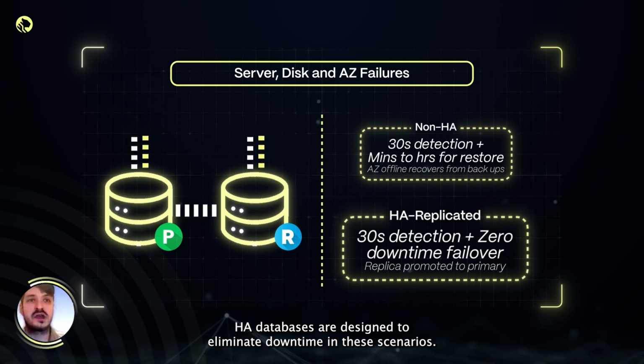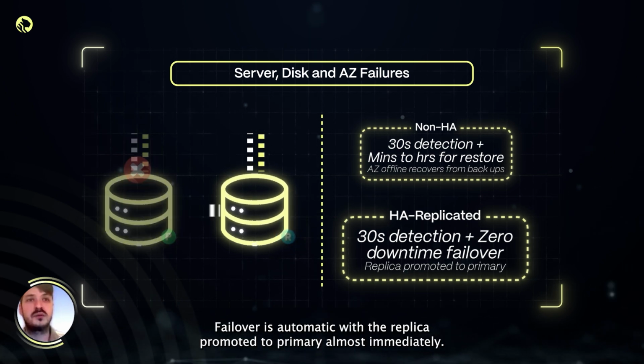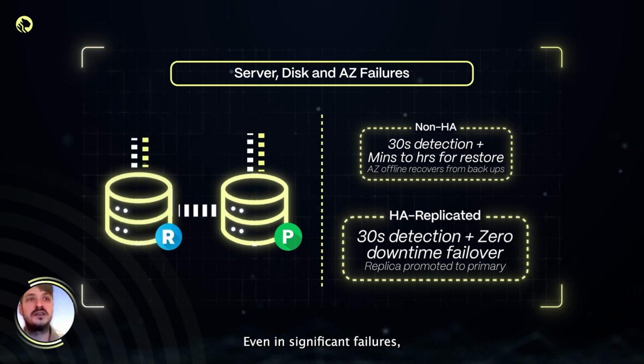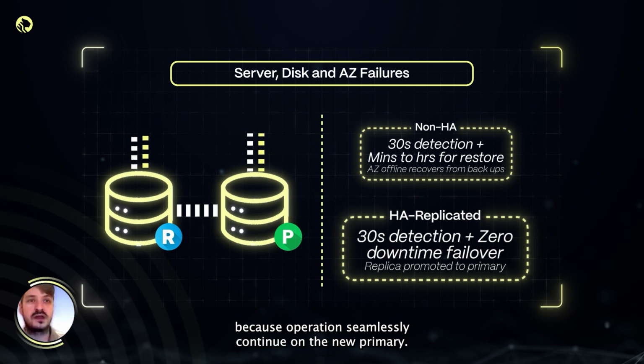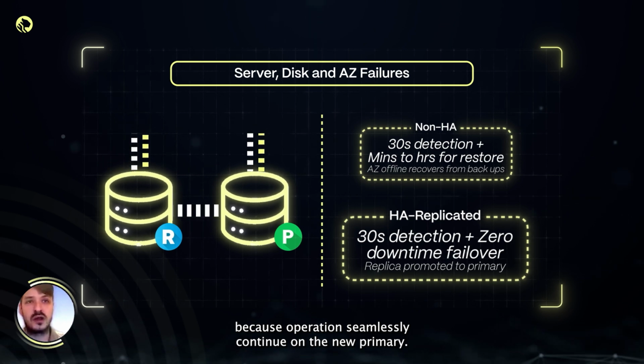HA databases are designed to eliminate downtime in these scenarios. Failover is automatic, with the replica promoted to primary almost immediately. Even in significant failures, like an AZ outage, users remain unaffected because operations seamlessly continue on the new primary.